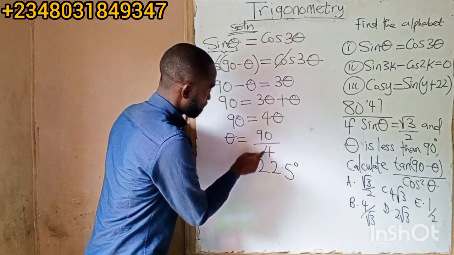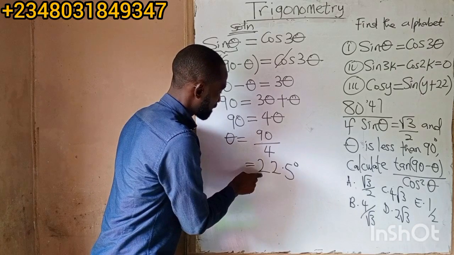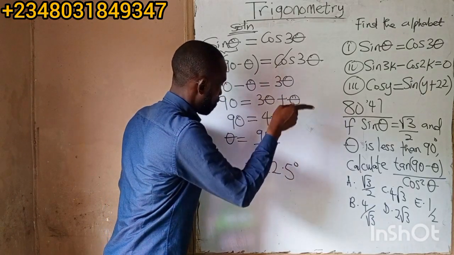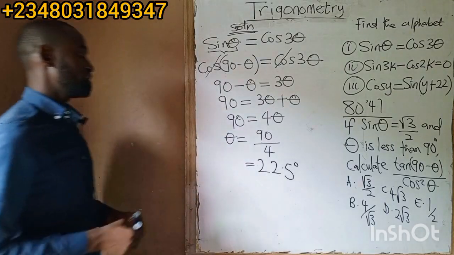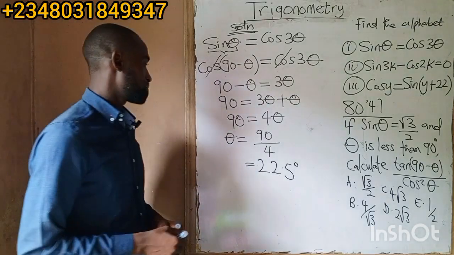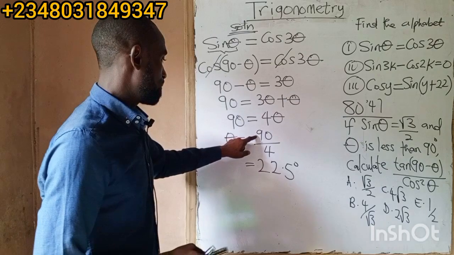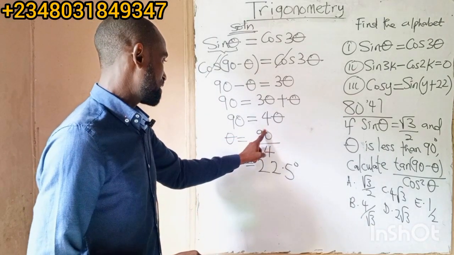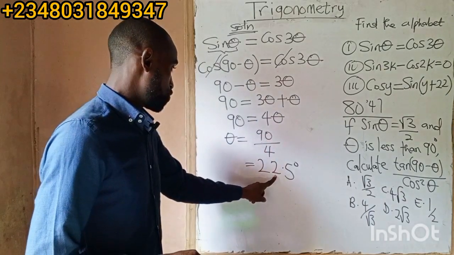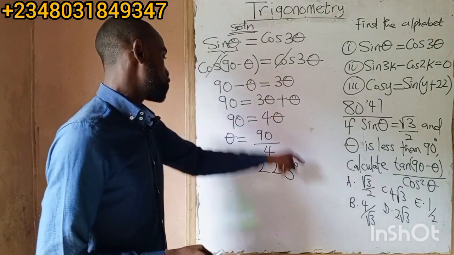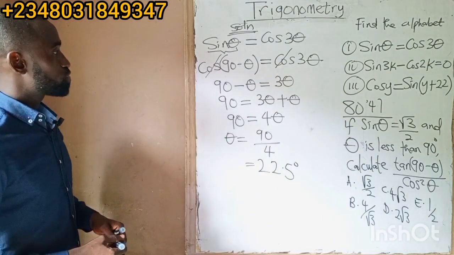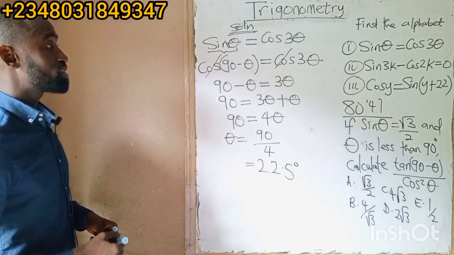So 4 in 9, we have 2, that is 8, carry 1. 4 in 10, we have 2, carry 2. Then 4 in 20, we have 5. We are very correct: 22.5. So the final answer here is 22.5. That's it for the first one.